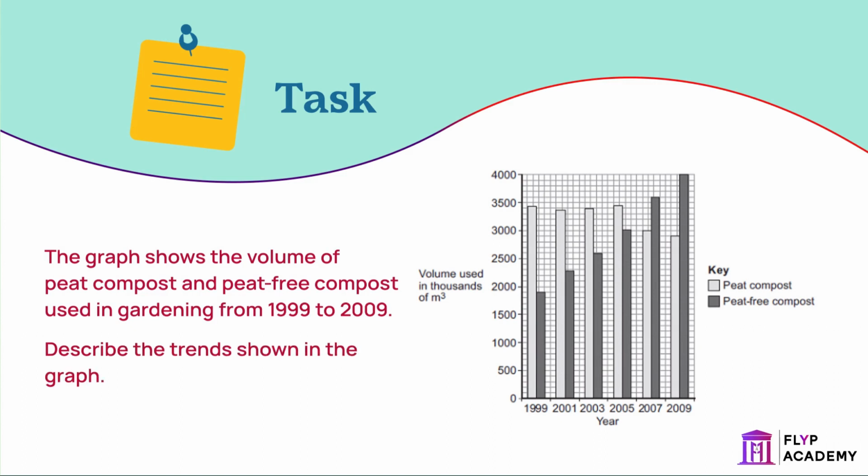The volume of peat compost has been steady until 2005 and then declined, and the volume of peat-free compost has increased since 1999. The total volume of peat and peat-free compost has increased. Until 2005, the volume of peat compost was higher than peat-free compost. And from 2007, the volume of peat-free compost has been higher than peat compost.